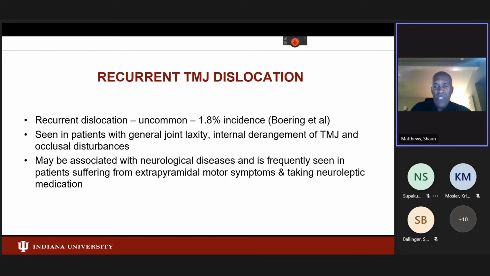It's also seen in patients with internal derangement of the TMJ and those with occlusal anomalies, essentially. It is seen in patients with neurological conditions and those who demonstrate extrapyramidal motor symptoms, and also seen in patients on neuroleptic medications. So that's the category of patients one needs to be aware of who can present frequently with recurrent TMJ dislocation, where the jaw joint slips out of the fossa and dislocates.